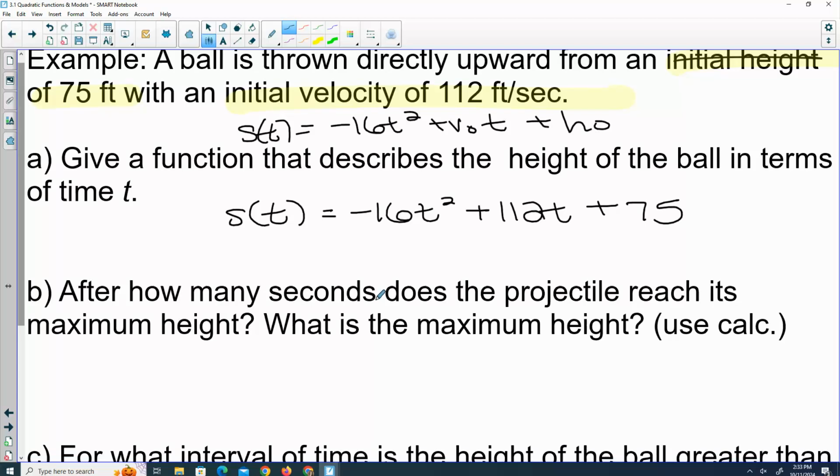Part B. This is the type of question that I could still very well ask you on a test. After how many seconds does it reach its maximum height? Anytime I ask you about a maximum or minimum of a quadratic, what am I asking you for? The vertex. Can we find the vertex of this? Absolutely. So my variable here is time, so it's t equals the opposite of b over 2 times a. So you get negative 112 over negative 32, or 3.5 seconds.